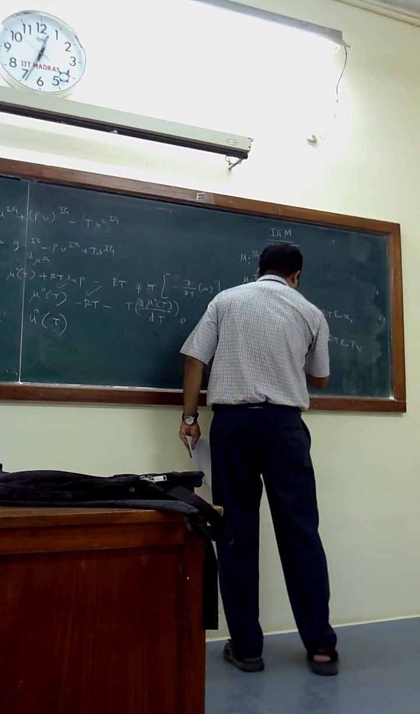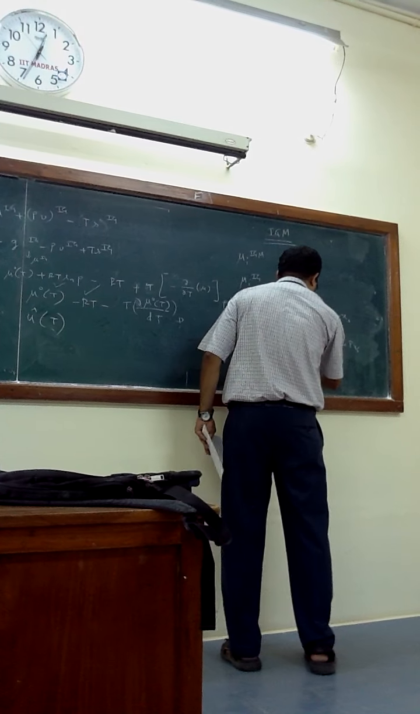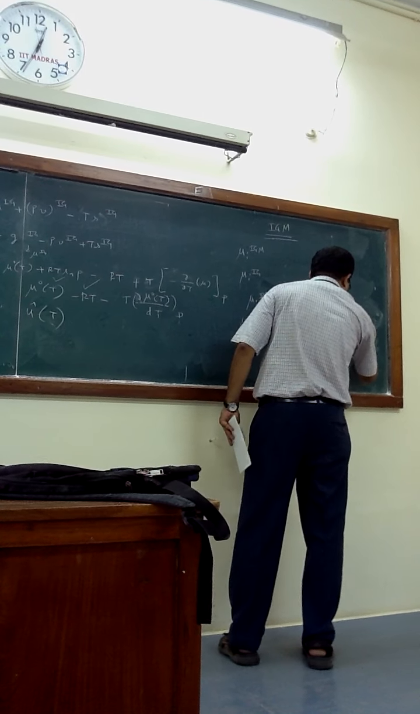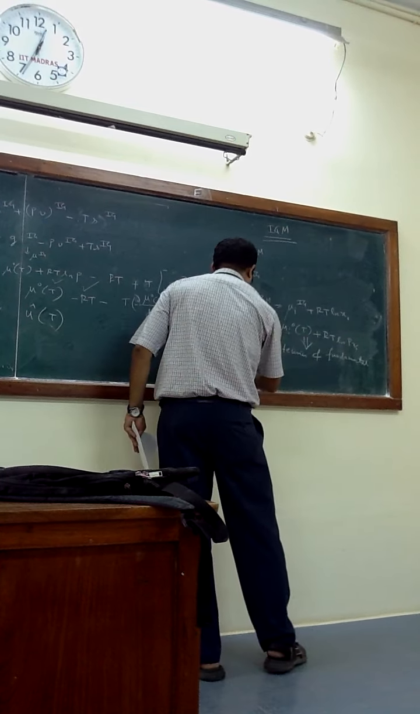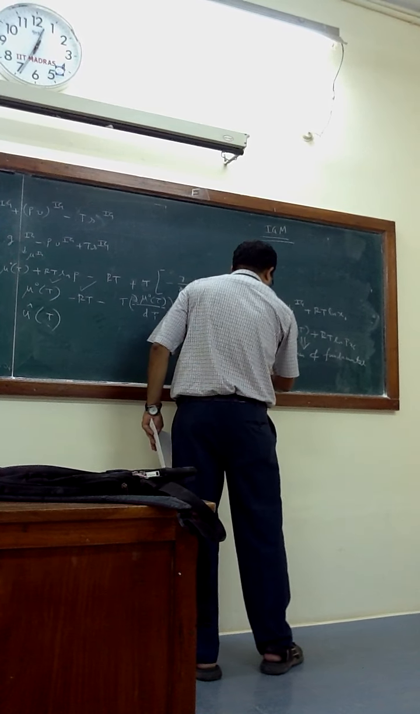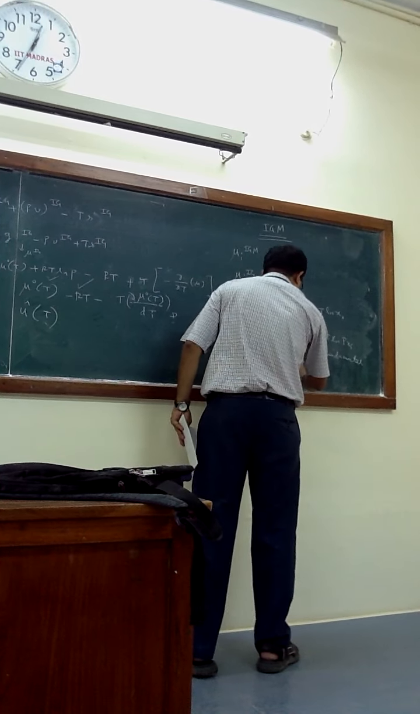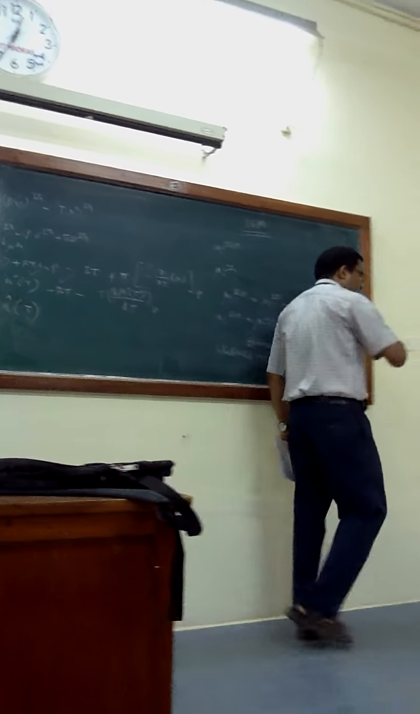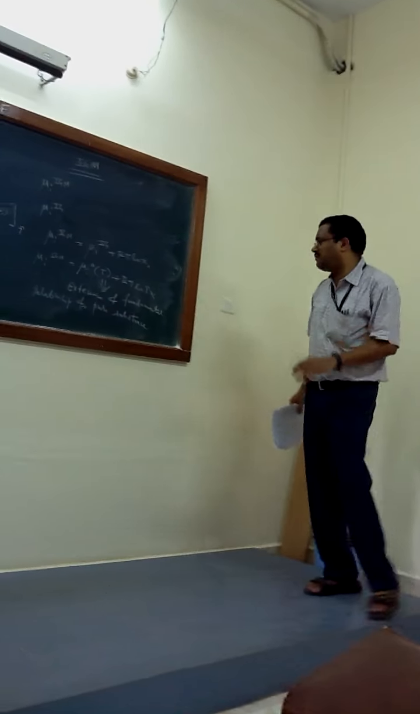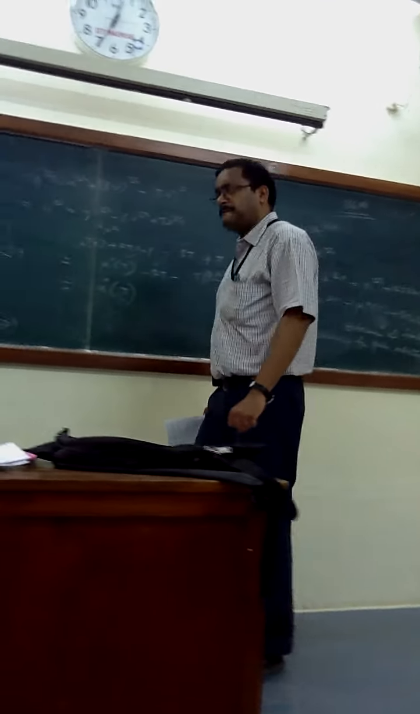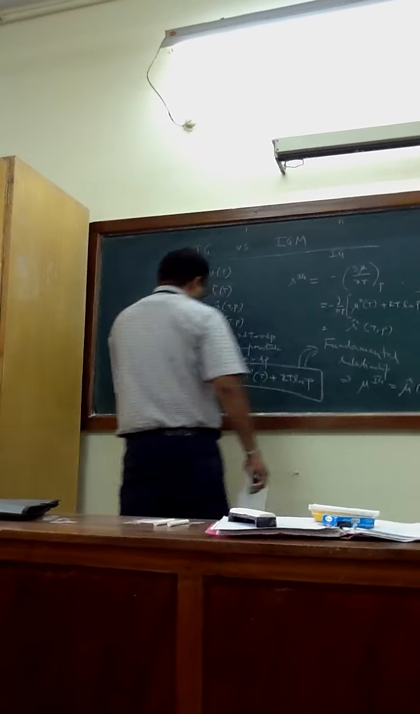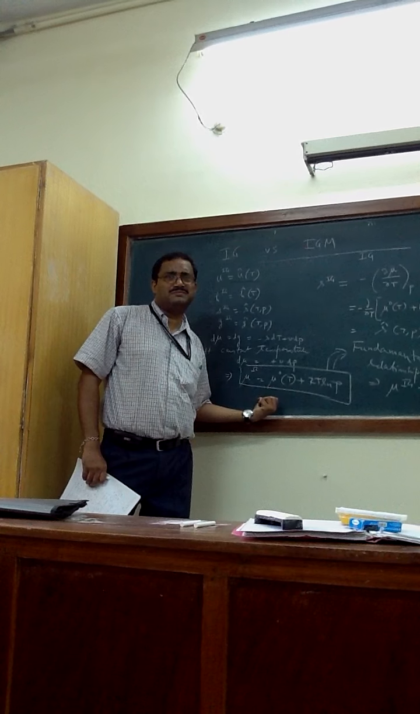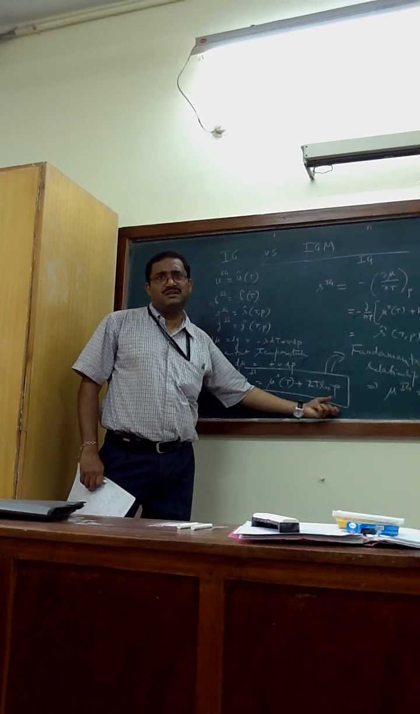This is the extension of the fundamental relationship for the pure substance. For the pure substance we have mu i IG. The total pressure is the system pressure. If I take the ith component, it will be the partial pressure.